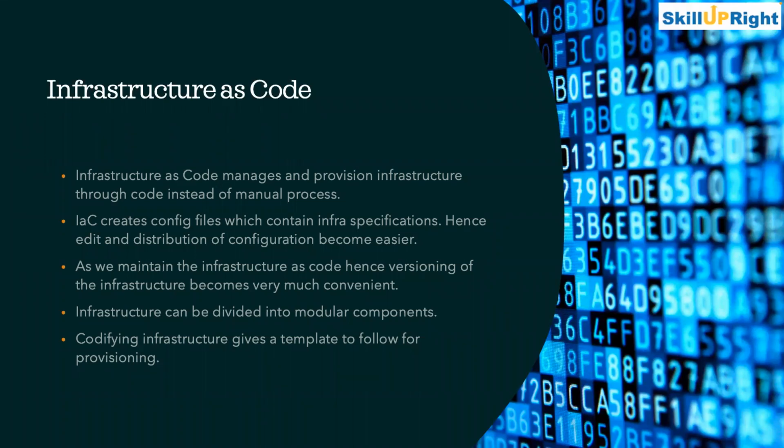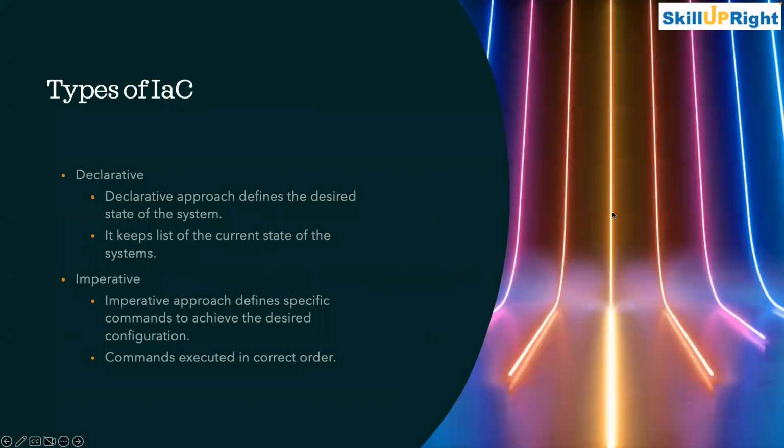So somebody can take your template and on top of that template, they can customize, but that is a basic template, a basic standard that you can define. So that is basically your infrastructure as code. Now, what are the types of infrastructure as code? If I write infrastructure as code, there are two types actually.